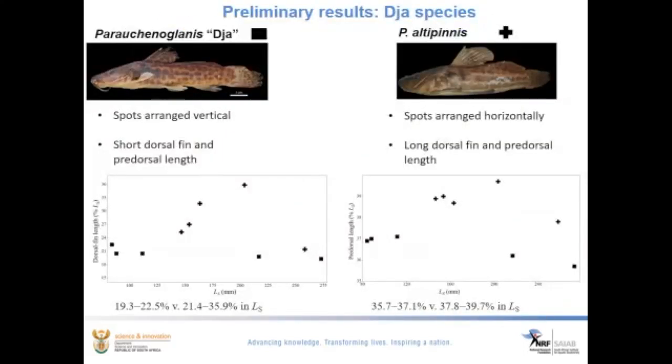It was further compared to another Paracrinoclinis species co-occurring in the Jar River, Paracrinoclinis altipinis. The body spots of Paracrinoclinis Jar are arranged vertically, while in Paracrinoclinis altipinis, the spots are arranged horizontally. These two were further differentiated by a couple of morphometric characters, such as the size of the dorsal fin and predorsal length. Based on these results, Paracrinoclinis Jar is currently under description as a new species for science.